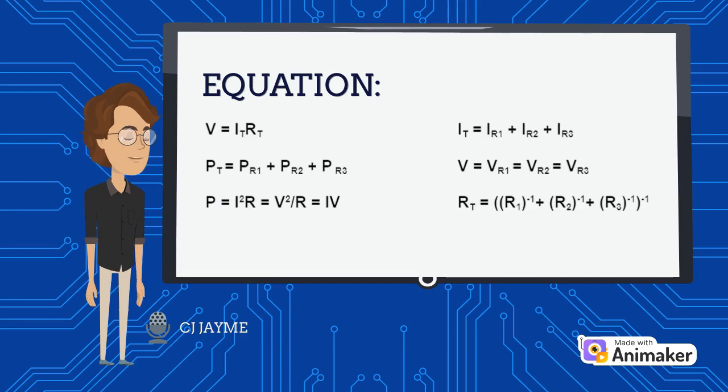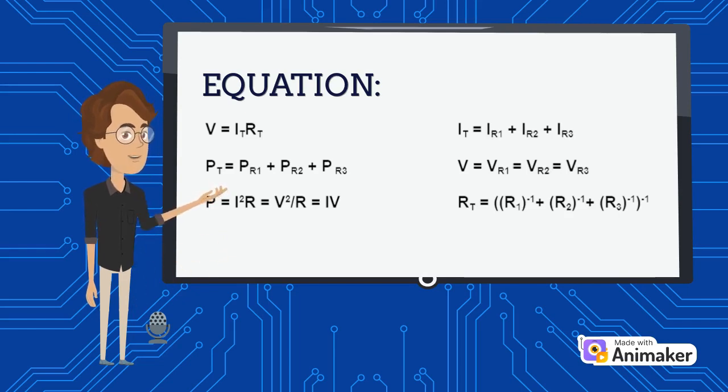So, in order for us to do that, these are the equations or the formulas that we are going to use. The first one is V equals I total times R total. Next, the total current is equal to the sum of I of R sub 1 plus I of R sub 2 plus I of R sub 3. The next one is the total power, which is equal to the sum of P of R sub 1 plus P of R sub 2 plus P of R sub 3.